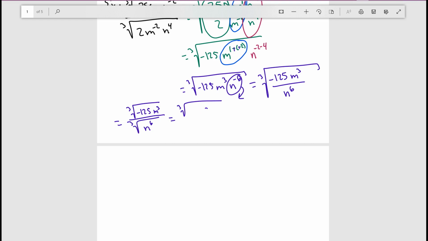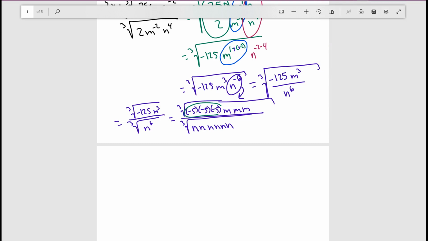This is just going to be negative 5 times negative 5 times negative 5, right? Because negative 5 times negative 5 times negative 5 is going to give me negative 125. Then you have 3 m's, and then in the denominator, you're going to have 6 n's. 1, 2, 3, 4, 5, 6. Okay? And now let's just take out a couple things.